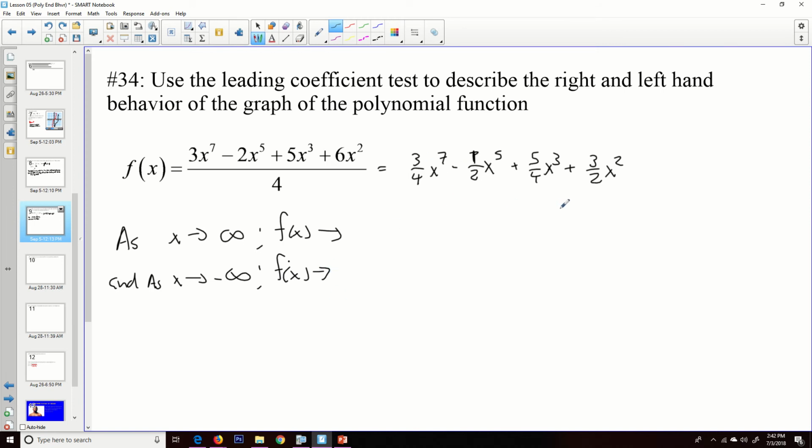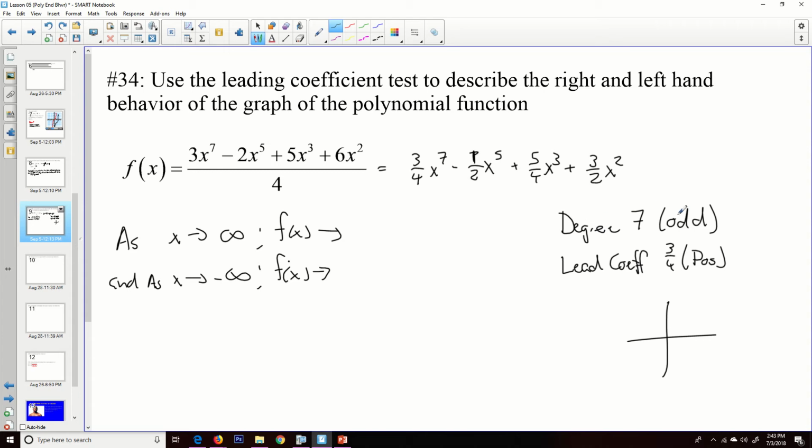Well, my degree is 7, and that's an odd number. And my leading coefficient is 3/4, and that's positive. All right, so if you go back to that little chart I gave you, leading degree odd, leading coefficient positive, you're going to get a graph that looks something like this. It probably has a few more bumps in the middle, but all we're talking about is the leading coefficient.